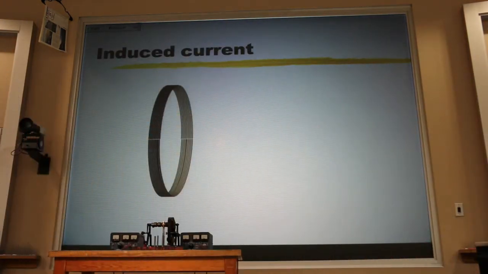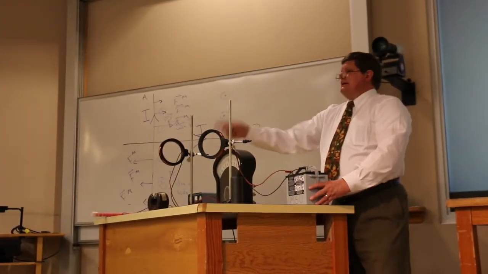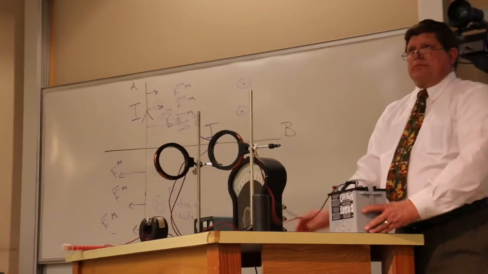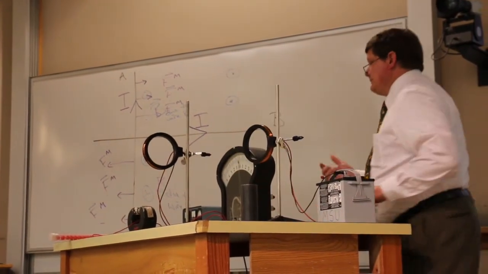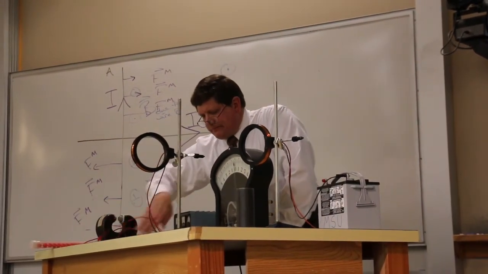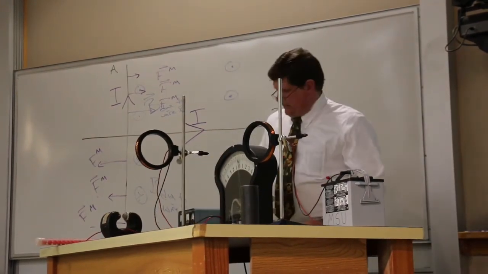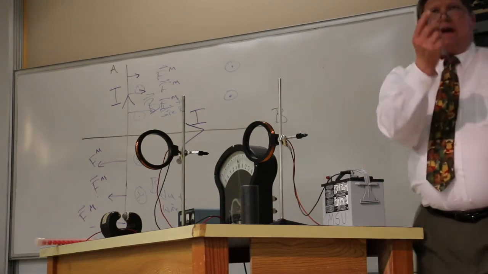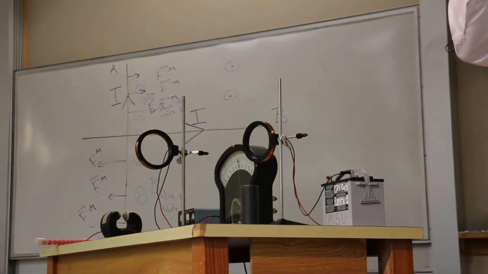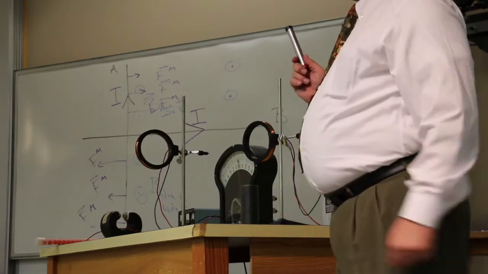If I want to get current going around a loop, a copper loop, one way is to hook it to a battery. And that would get current going around that loop. Michael Faraday said, you don't need no stinking battery. All you've got to do, hook that up to an ammeter. He says, all you've got to do is take a permanent magnet and move it towards your loop or away from your loop. Now, you see the current that's being generated there?